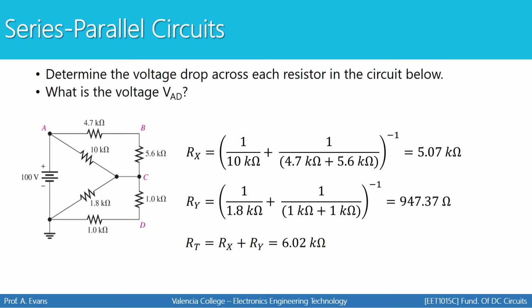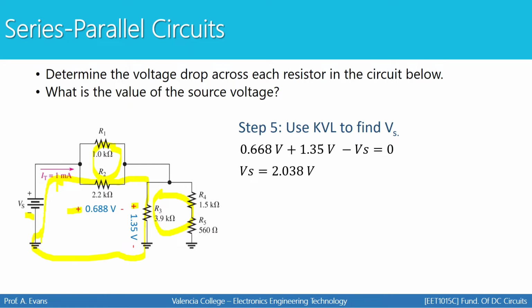So our next problem is a little bit more complex. Notice that we have more of a triangle orientation here, and we're going to do the same thing that we did in the first problem. Determine the voltage drop across each resistor and find the voltage VAD.